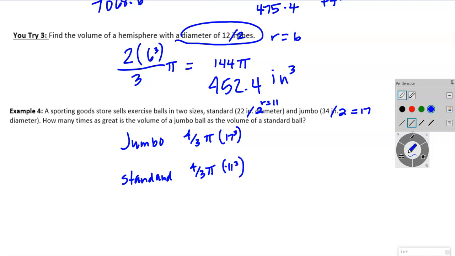Now here's my question, because ultimately we're going to divide these by each other. So when I divide out this and that, they're going to cancel each other out, right? And the pi's and the pi's. So really all I have to compare is the 17 to the third and divide it by the 11 to the third. So when I do that, I do 17 to the third divided by 11 to the third, and when I did that, I got 3.7. So it's 3.7 times larger, the jumbo ball is.